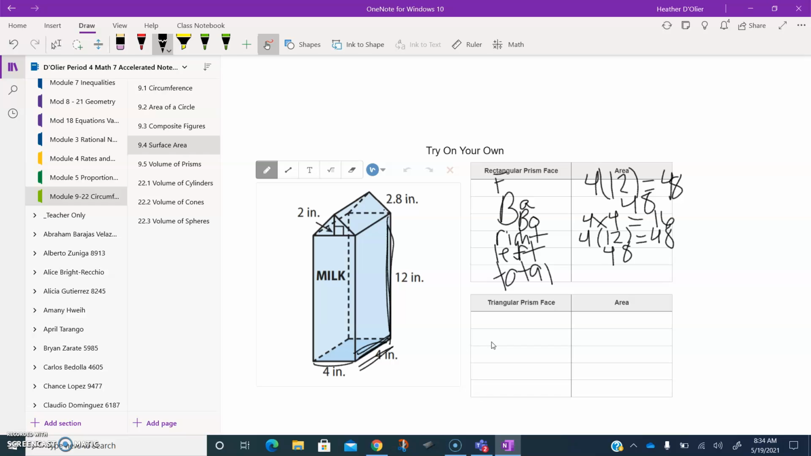Okay, so I've got 48 plus 48 plus 48 plus 48 plus 16. So there's 4 48s in there. I'm going to multiply those. I don't feel like adding those again. So 48 times 4 plus 16 is 208.